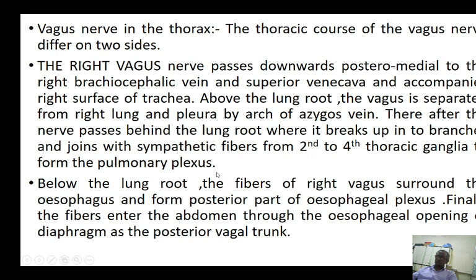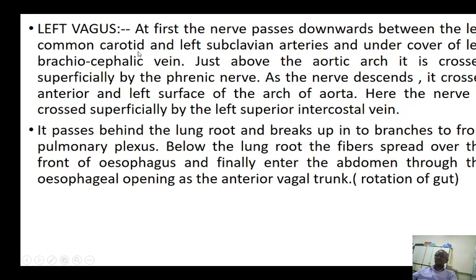Below the lung, the fibers of the right vagus surround the esophagus from the posterior part of the esophagus, forming plexus there. Finally, the fibers enter the abdomen through the esophageal opening of the diaphragm as the posterior vagal trunk. So the right vagus is going into the abdomen as the posterior vagal trunk. Left vagus goes to the abdomen as the anterior vagal trunk. This is because of the rotation of the gut.